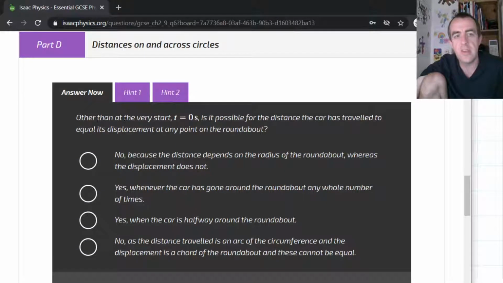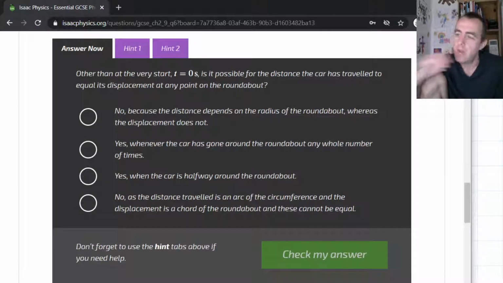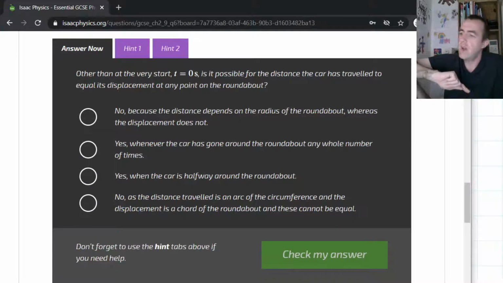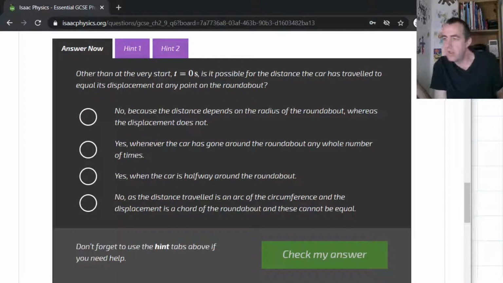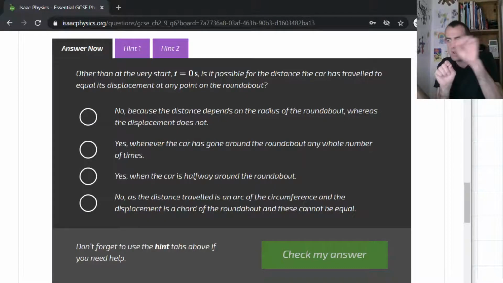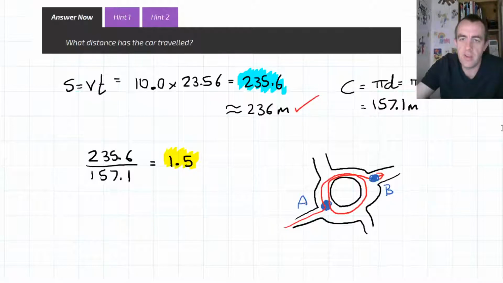So this question says, at the very start, t equals 0, is it possible for the distance the car has travelled to equal its displacement at any point on the roundabout? That's a difficult question. So what we're saying is, as you go around, is it possible that you travel the same distance as your displacement? And you really need to try to visualize what's going on here. The displacement is a straight line from the starting point to where you are, and the distance you've traveled is the curved line that goes around.